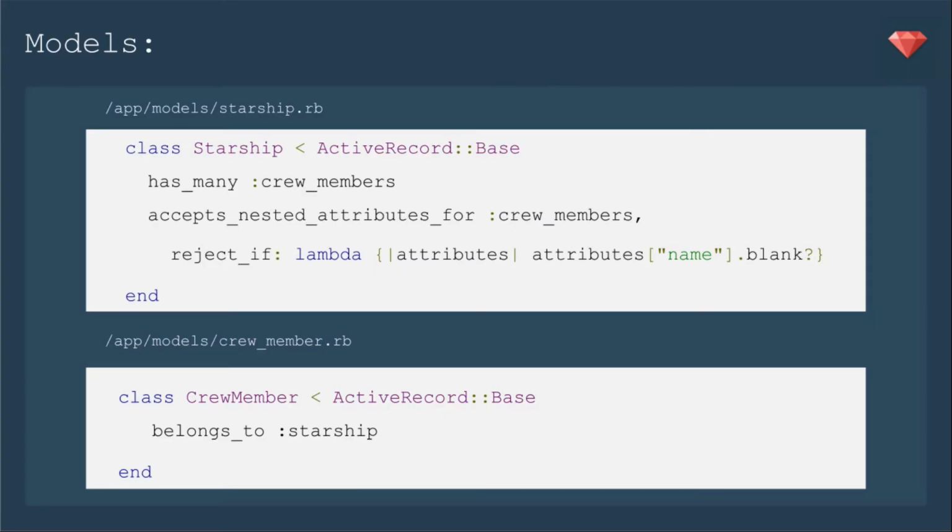Next up, we'll edit the models to make them associated. So in the Starship model, we will add has many crew members. And then this is the important part for nested forms. This line allows us to have one form for crew members inside of the form for Starship. So it accepts nested attributes for crew members. I've also added a line to prevent empty records from being created. So it will reject an empty record if it doesn't have a name and that field is blank. In the crew member model, we only need to add belongs to Starship.